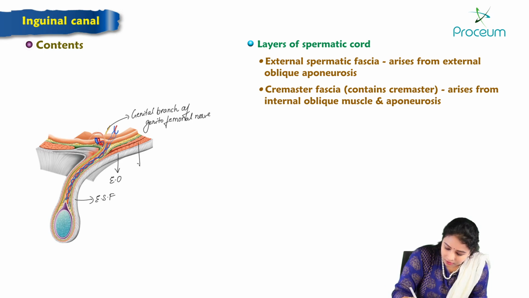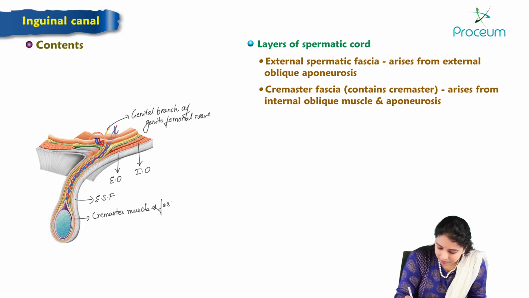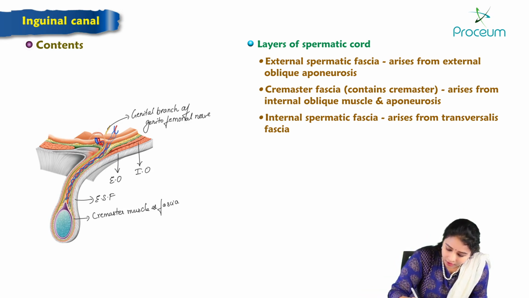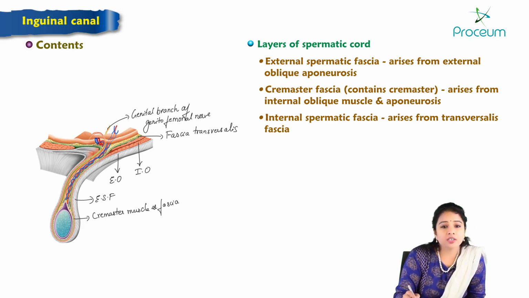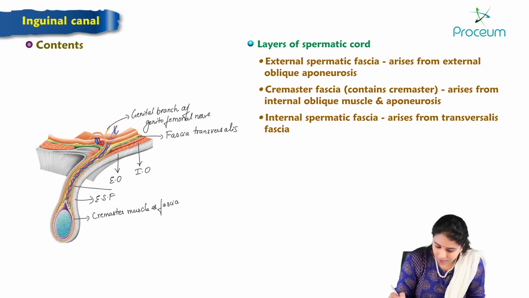So this is the internal oblique, which continues as cremaster muscle and fascia, and the internal spermatic fascia arising from transversalis fascia. So the green color one is the fascia transversalis. This fascia transversalis continues as the internal spermatic fascia.